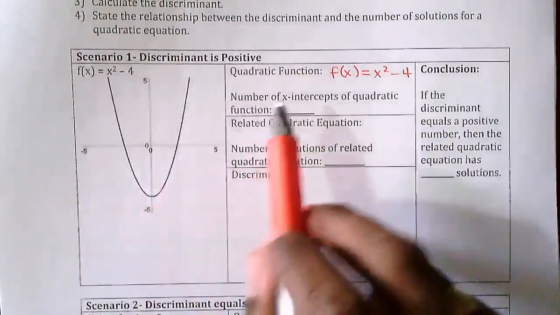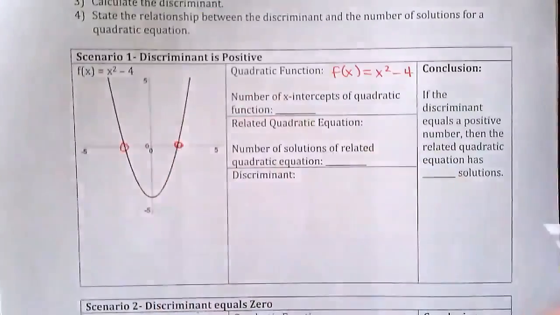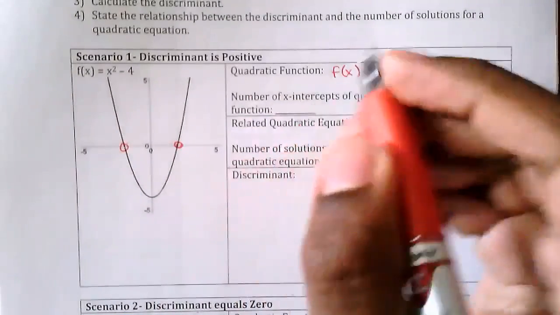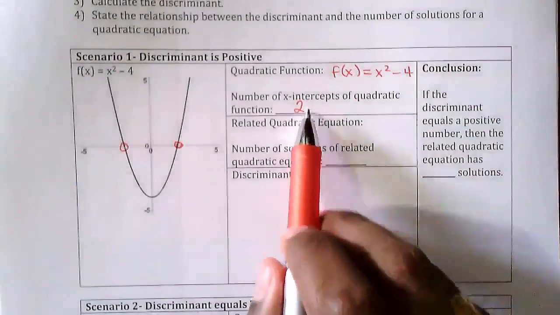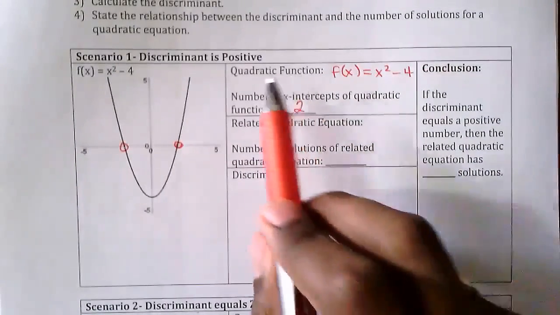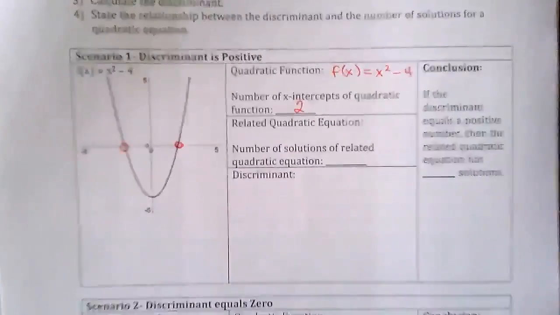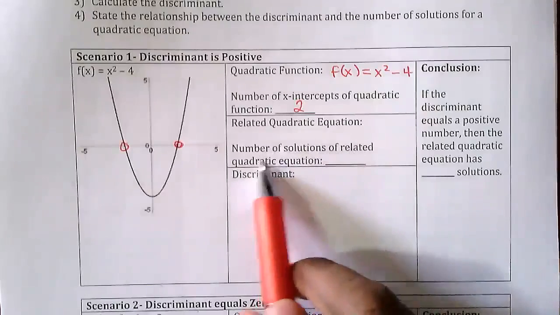Using the graph, how many x-intercepts does this quadratic function have? Well, it has 1 here and 1 here. Again, we don't care about the specific x-intercepts. We just want to know the number of x-intercepts. So there are 2. Based on this, you should be able to answer this question. If a quadratic function has 2 x-intercepts, how many solutions would its related quadratic equation have?